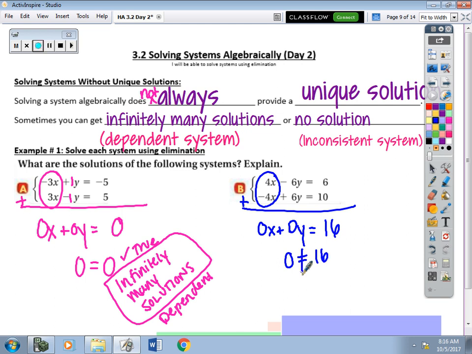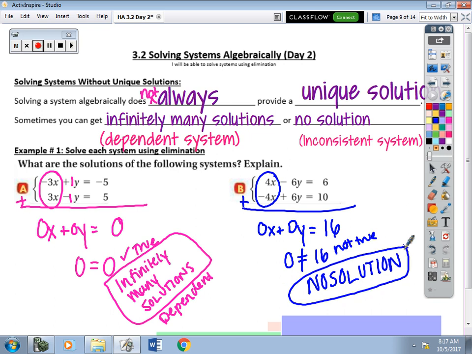So whenever you get that the variables have disappeared, both of them, you're just left with numbers and they're not equal, that's when we'll say that the system has no solution, which we also have called an inconsistent system. Okay, so basically what we did yesterday, just observing sometimes the variables both will cancel out or eliminate themselves, and we'll get a special type.